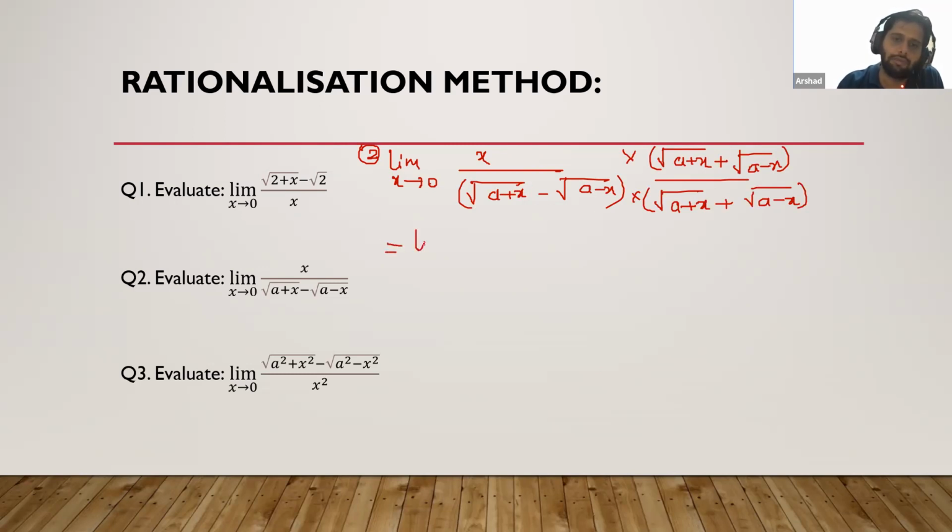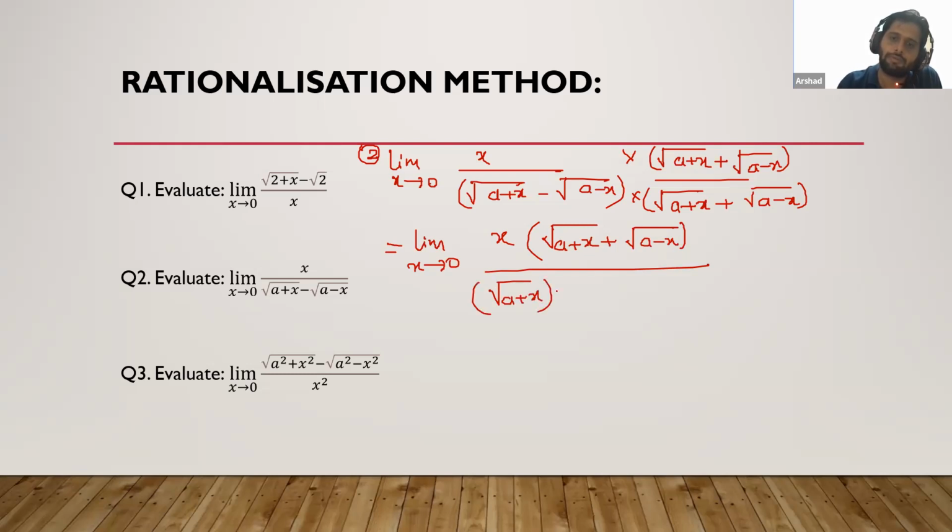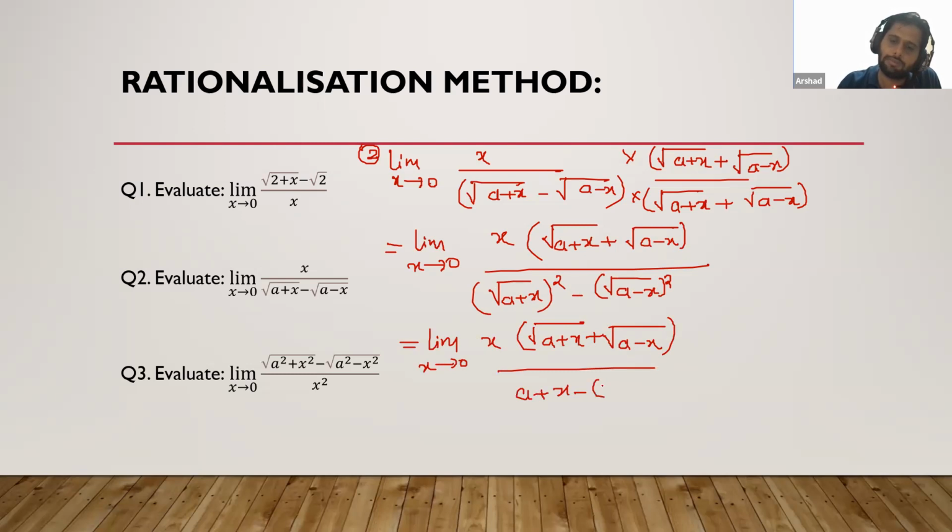Now this is equal to limit x tends to 0, x into under root a plus x plus under root a minus x, and the denominator is a square minus b square. So a plus x minus b square, that is under root a minus x whole square. So this is equal to limit x tends to 0, x into under root a plus x plus under root a minus x by a plus x minus a minus x. Open this bracket. So you will get limit x tends to 0, x into under root of a plus x plus under root of a minus x by, open this bracket, you will get 2x.